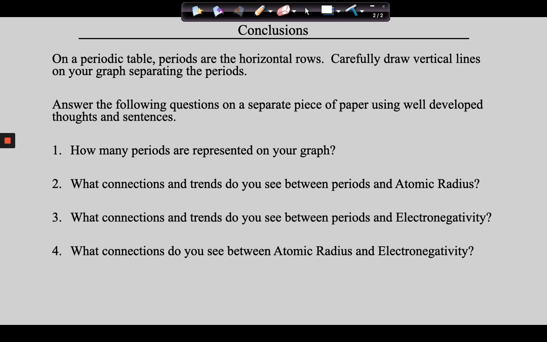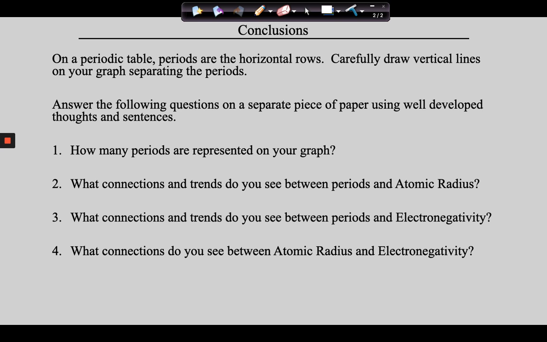But guys, the idea is this. On a periodic table, this is instructional, periods are the horizontal rows. So guys, this is period number 1, this is period number 2, this is period number 3, and this is period number 4. So on the periodic table, periods are the horizontal rows. The first thing you're going to do is carefully draw vertical lines on your graphs separating the periods. Guys, rulers are here. Do a good job with these graphs, and you will be connecting your points as well.